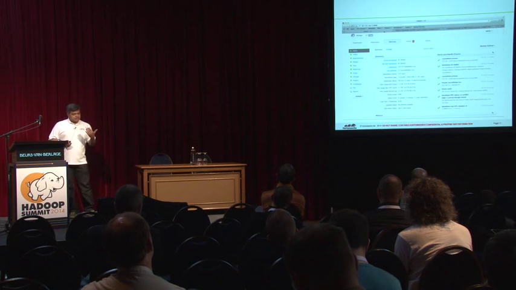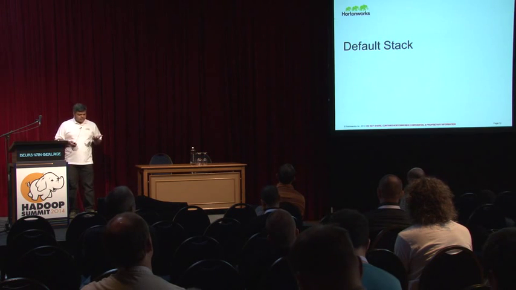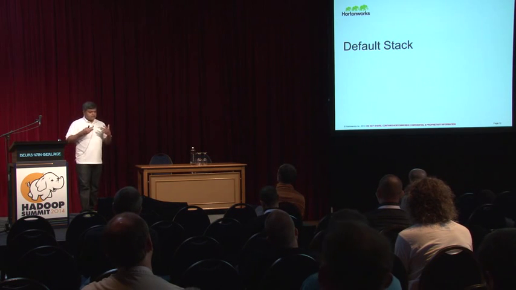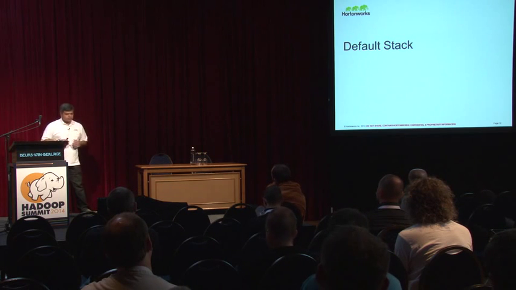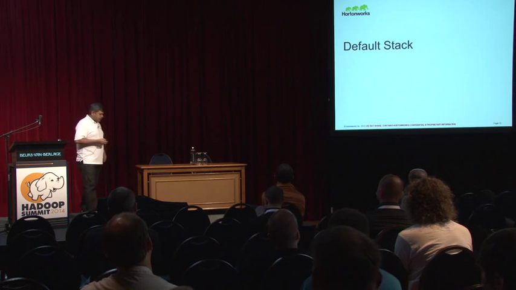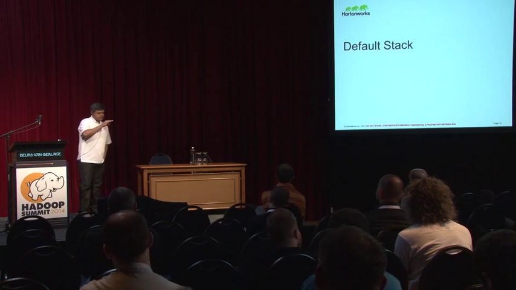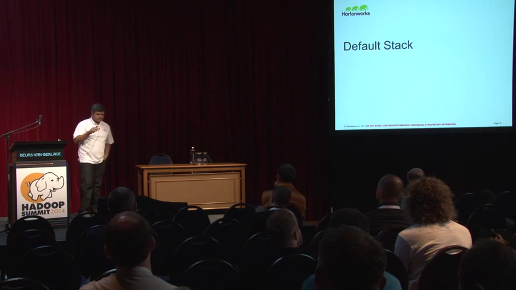So that's essentially the same 800 node cluster with HA enabled. And then later I have another demo to talk about configuration groups. So let me go into some of the aspects of Ambari.